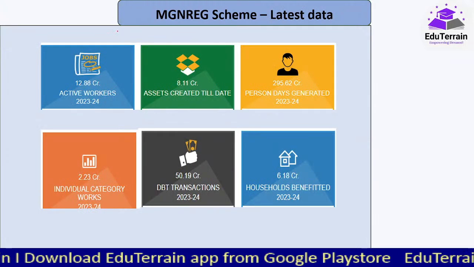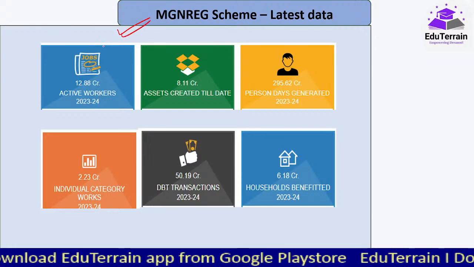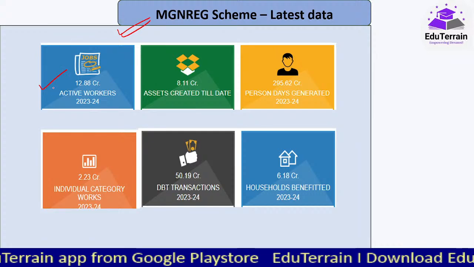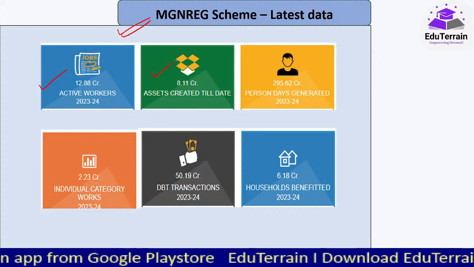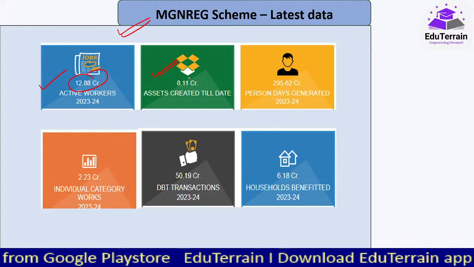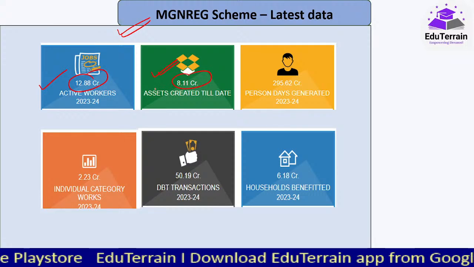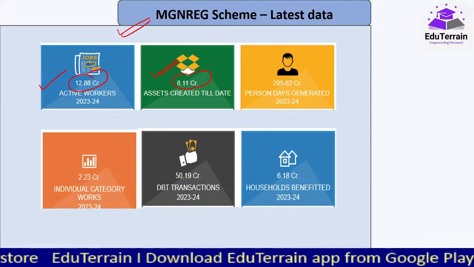Now the latest data associated with MGNREGS, that is last year's data, that is 2023-24. Active workers 12.88 है, 8.11 crore, this is again crores, 8.11 crores assets have been created till date, that is since starting.